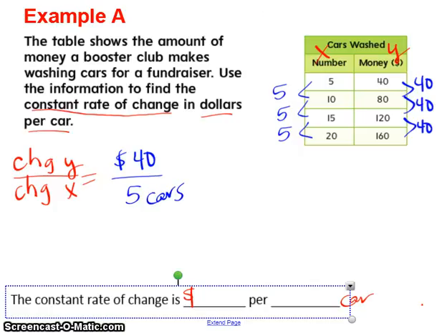Okay, and just like our unit rates, I want to find per car. So per 1 car, what's the cost going to be? So I want to simplify this. Okay, I can simplify this down by 5. And that leaves me with $8 per 1 car. So $8 per 1 car.